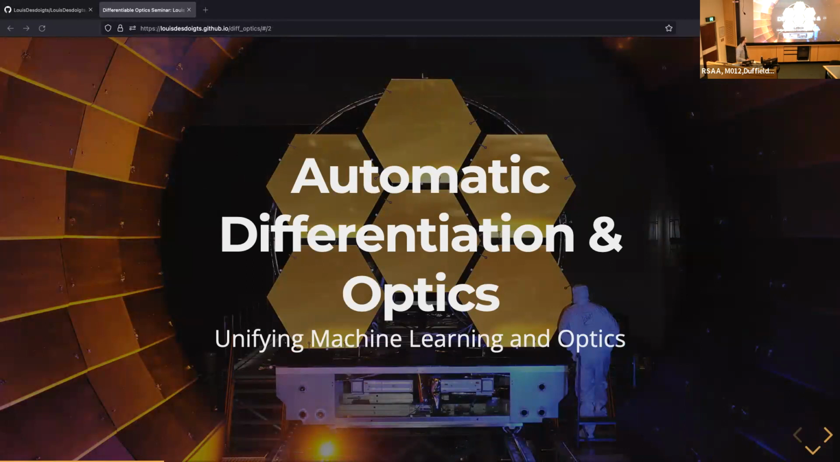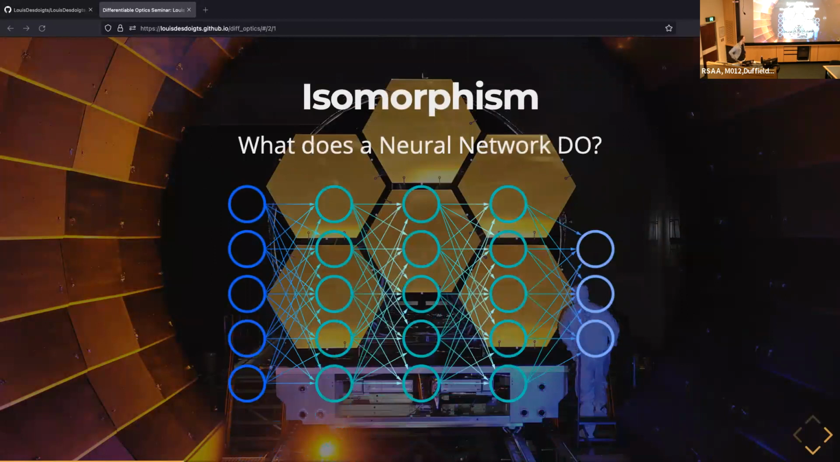So yes, automatic differentiation optics. What does machine learning have to do with optics? Why are they related? What is differentiable optics? Well, let's start off by having a look at a neural network. We all know this classic dense neural network structure. But what is that actually doing? It's taking some input vector on the left and mapping it to some output vector on the right, in simple terms. And it's doing that via linear transforms and nonlinear matrix operations.